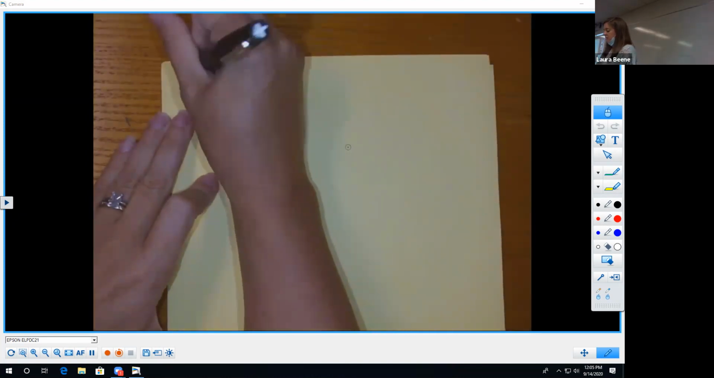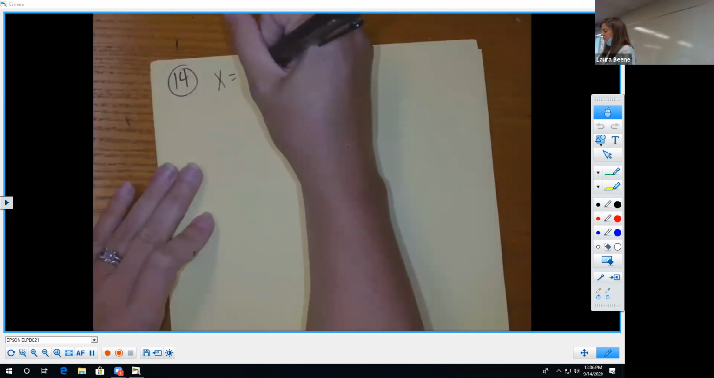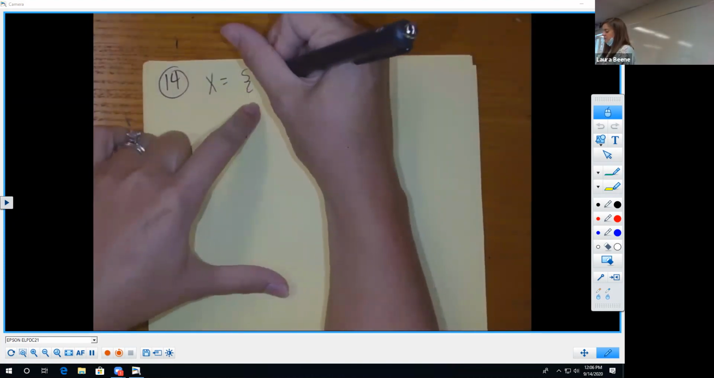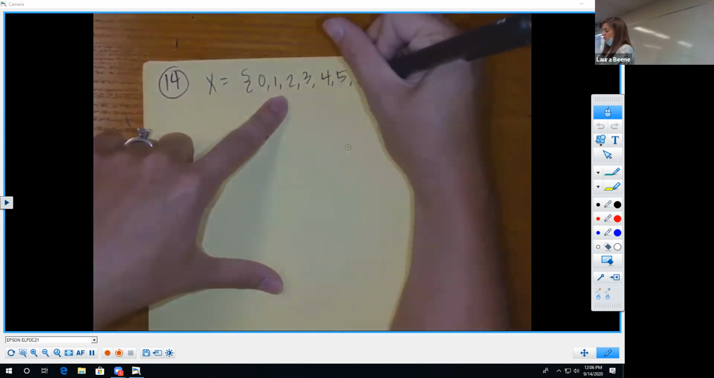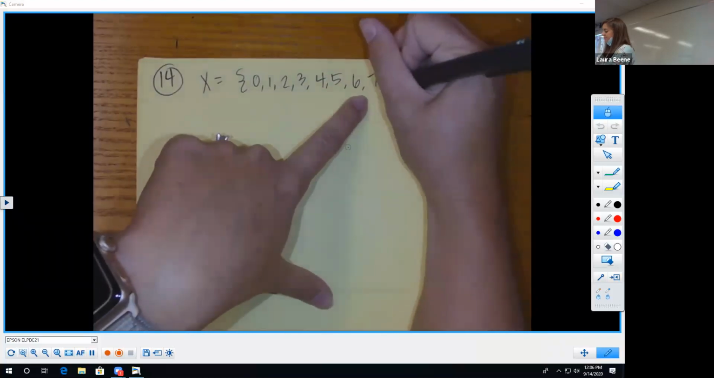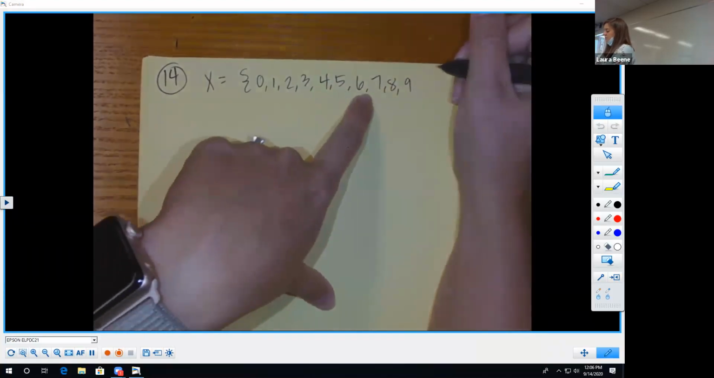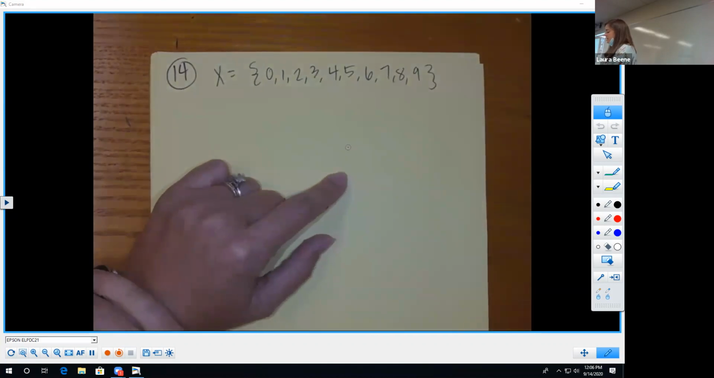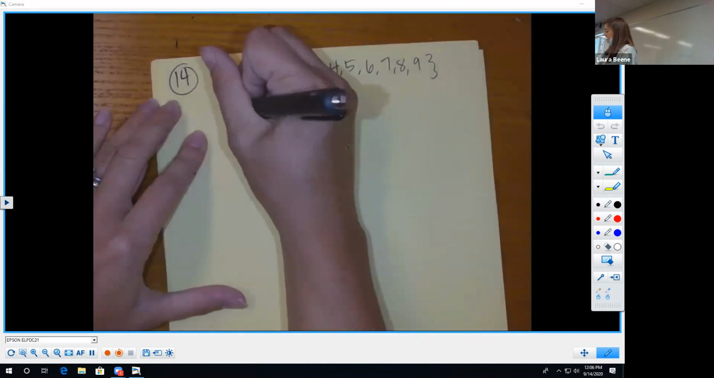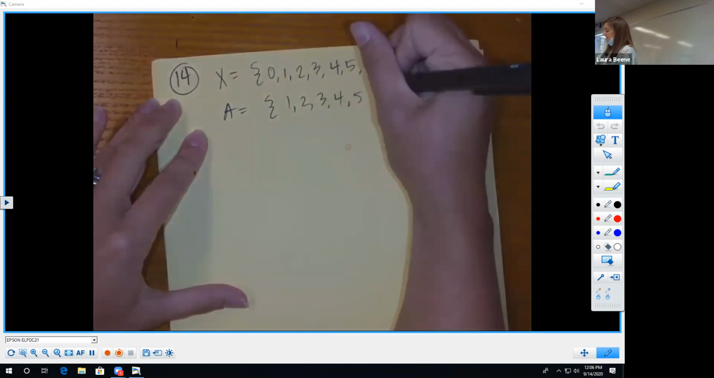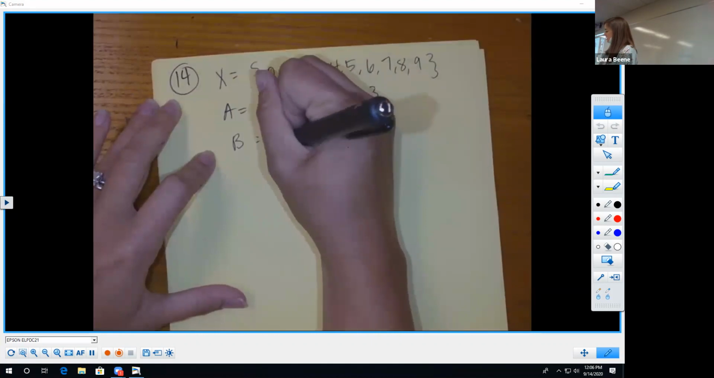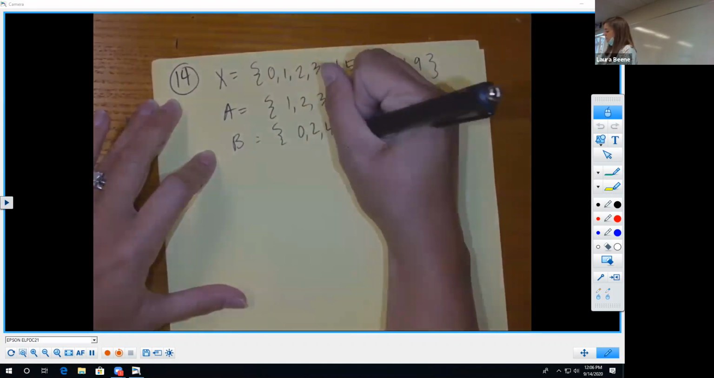So for number 14, it tells you that the universal set, so all the things we're dealing with, is the set X, and it's the numbers 0 through 9. So those are all the numbers that should be on your Venn diagram. And then it tells us that set A is the numbers 1, 2, 3, 4, and 5. And then B is the numbers 0, 2, 4, 6, 8.